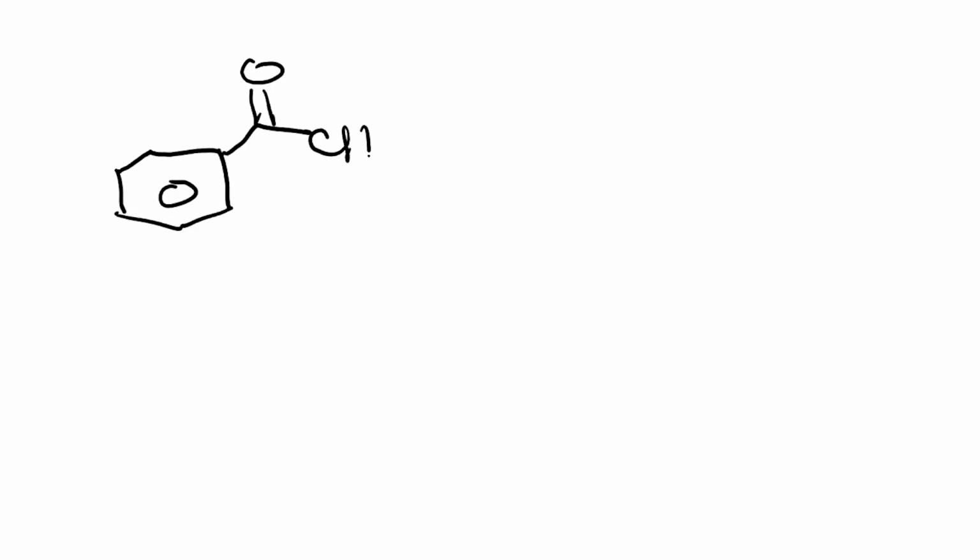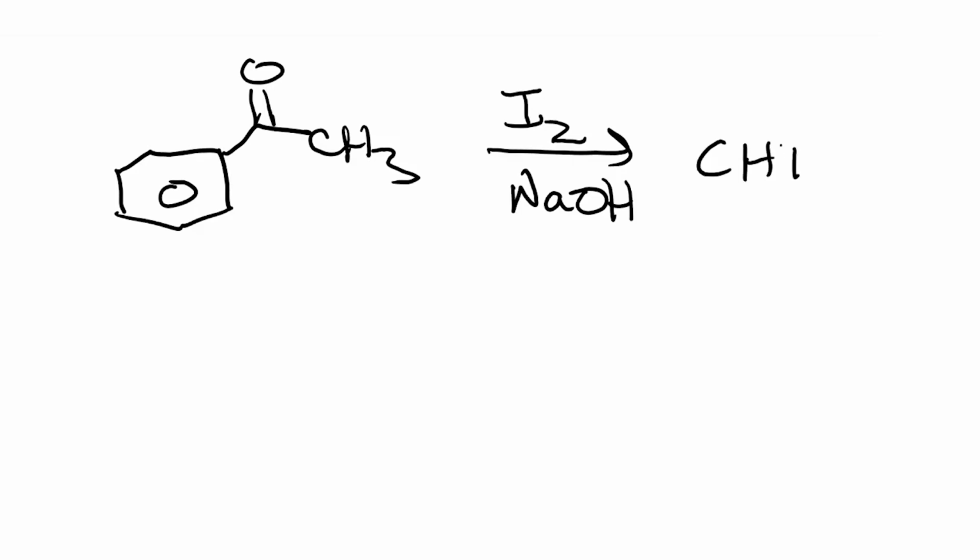Okay. So many of you may know that one of the tests for methyl ketones is the iodoform test, where you add iodine in NaOH, and you see the formation of a yellow compound, which is basically iodoform, CHI3, and the other product is PhCOO minus. Okay, so I'll let you go back and draw the mechanism of this reaction, but this is one of the tests for the presence of a methyl ketone.